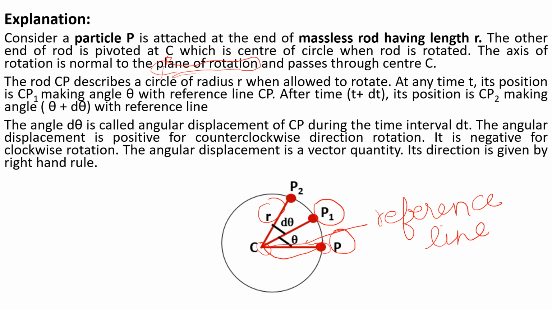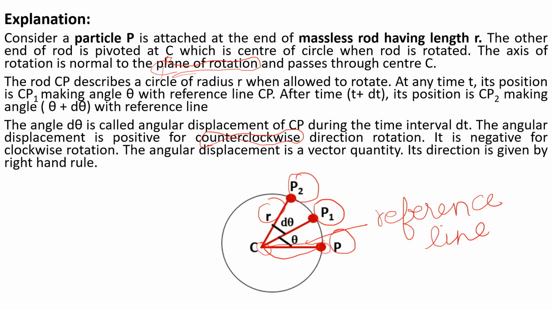After time t plus delta t, its position is P2, making an angle theta plus d theta with the reference line. The angle d theta is called the angular displacement of P during the time interval dt. The angular displacement is positive for counterclockwise or anti-clockwise rotation. It is negative for clockwise rotation.